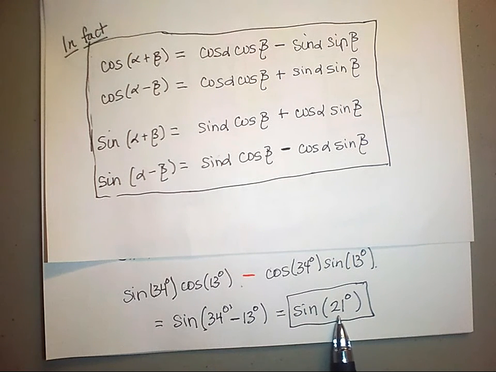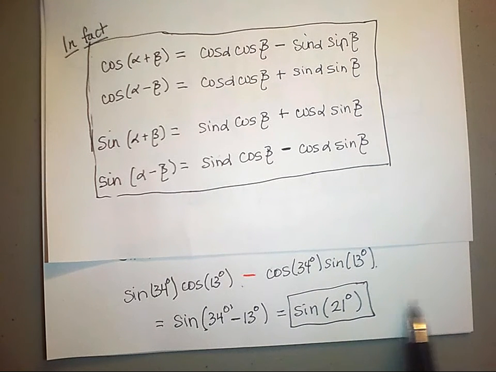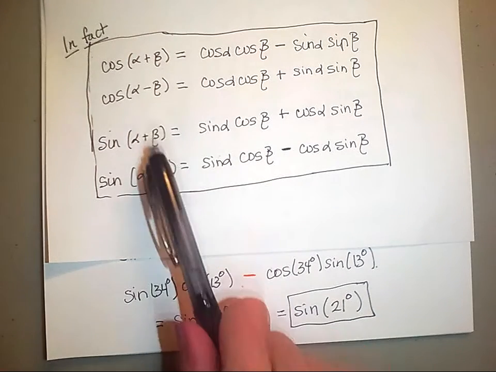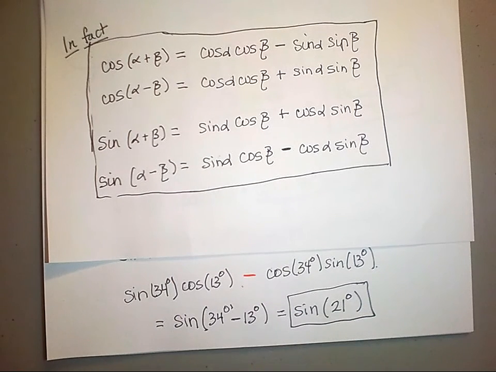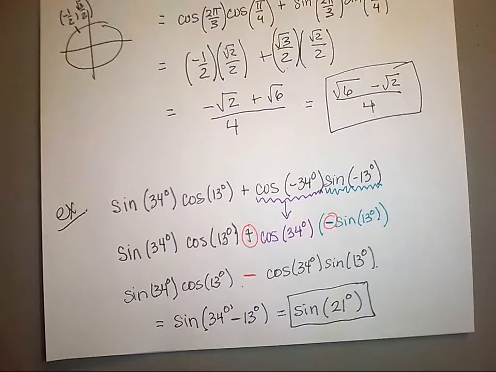Now, if this was a known value, we could actually find the value. So like if this was a known angle, like if this had come out to be 45, then we know the sine of 45 degrees is root 2 over 2, and we would write it. It turns out when we simplified this one, though, it was another angle that was not on the unit circle. So that's how you're going to use these cosines of alpha plus or minus beta and the sine of alpha plus or minus beta. Some are different formulas.